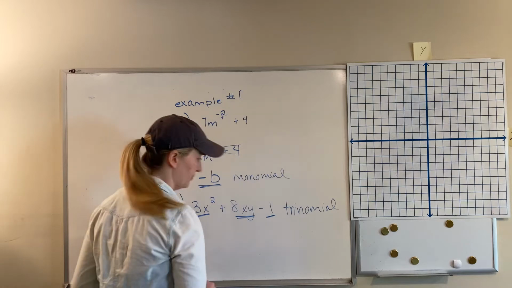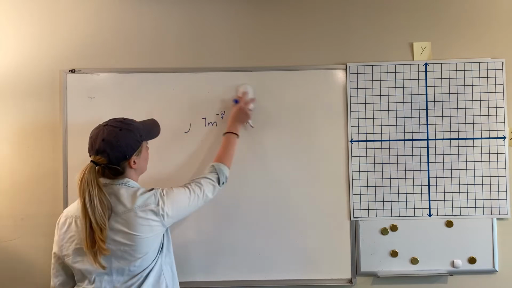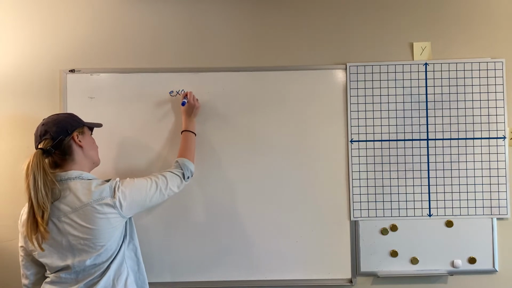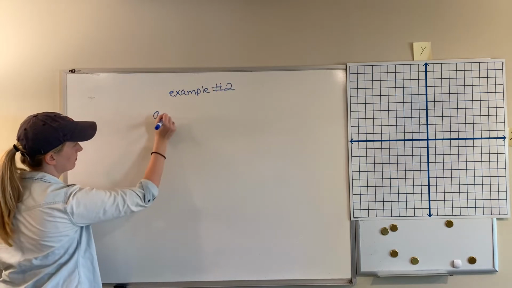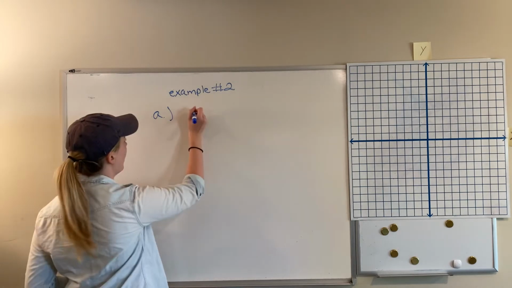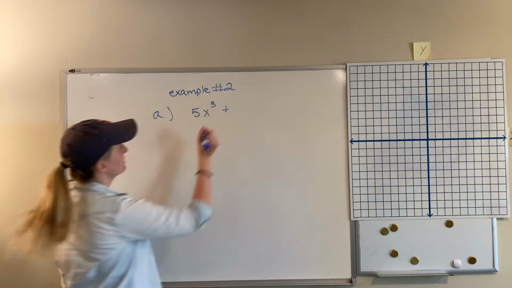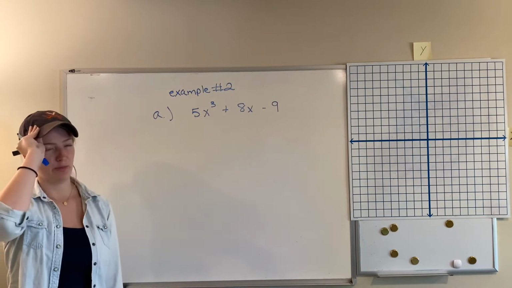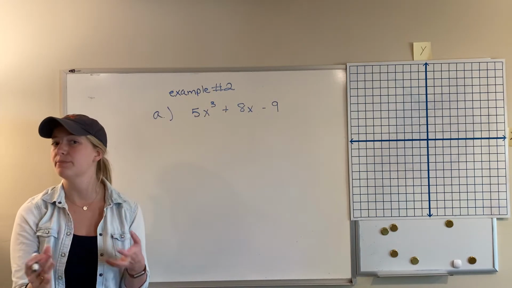So let's look at example 2. For A, we have the polynomial 5x cubed plus 8x minus 9. We're supposed to find the degree of the polynomial, which means first find the degree of the individual terms, and then the degree of your polynomial is just the biggest.